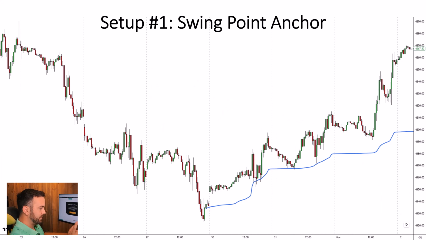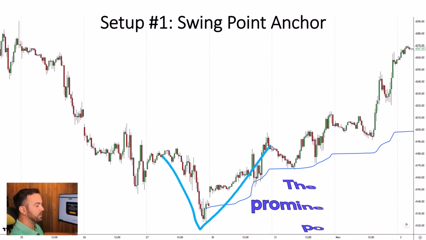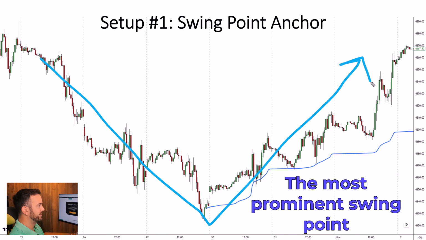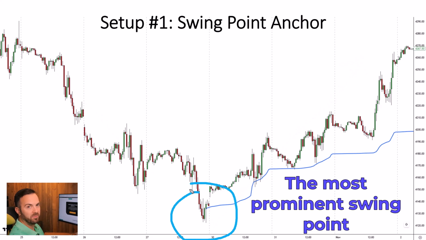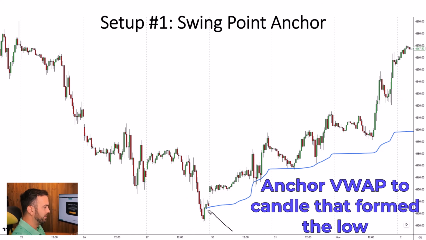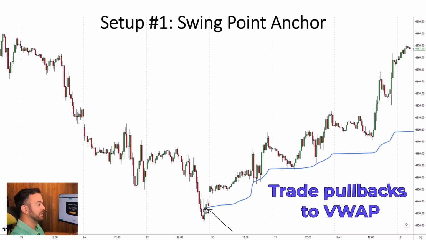Now here's another example. Take a look at this chart, and right here, this is the most prominent swing point, right? Because this is basically where the downtrend ended and the uptrend started. So this is the most important swing point on this chart. And everybody who is trading on this chart, on this instrument and on this time frame sees that, and they base their trading decisions around that, right? So you anchor the VWAP there to the candle that formed the low. That would be this candle. You anchor the VWAP there and then you trade pullbacks.